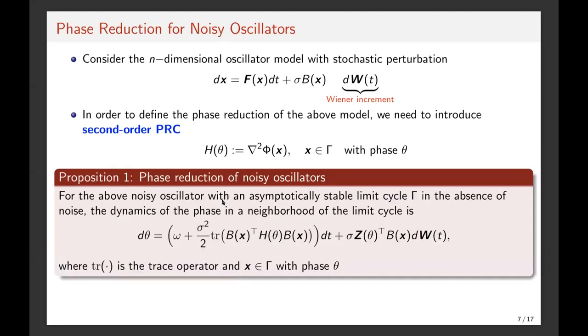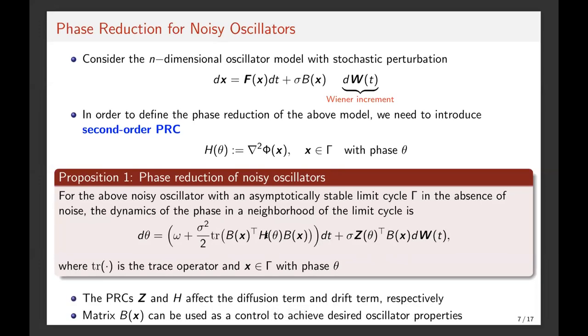So here is the phase equation of this noisy oscillator. The drift term contains two terms: omega, which is the frequency of the limit cycle when there is no perturbation, and this term here, sigma squared divided by 2 times the trace of H times B B transpose. H is the second order phase response curve, and B is again the diffusion matrix. And the diffusion part is sigma, the noise intensity, times the phase response curve times the diffusion matrix. So we see that the second phase response curve appears in the drift, and the first phase response curve, I just call it PRC, appears in the diffusion.